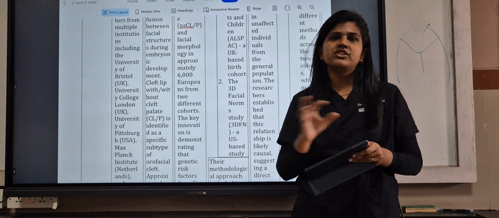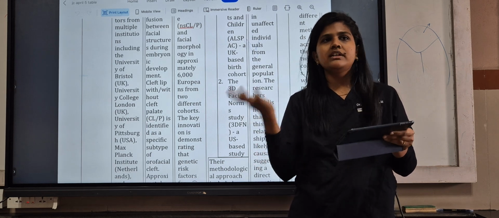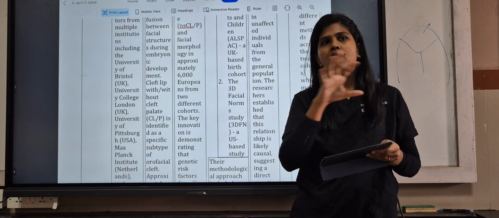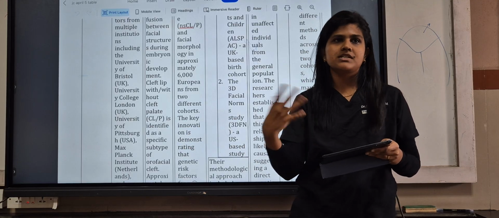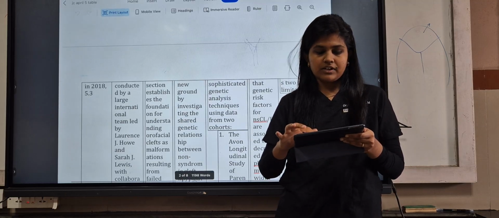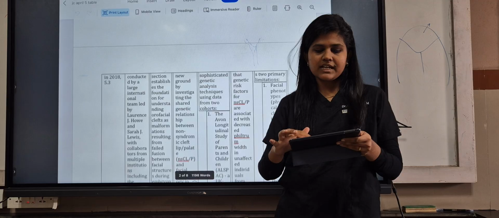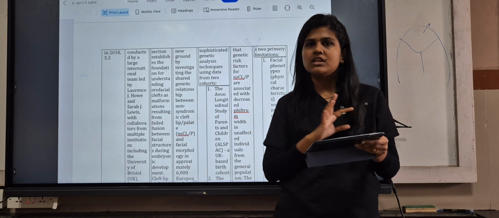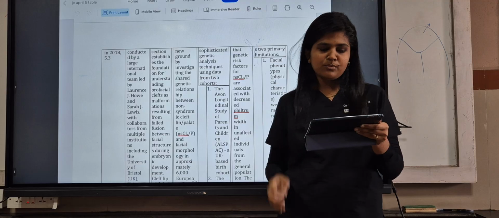They wanted to find the genetic association between them so that it could help future research on how facial malformations happen. So the methodology, and the novelty: the study breaks new ground by investigating the shared genomic relations between non-syndromic cleft patients and facial morphology.